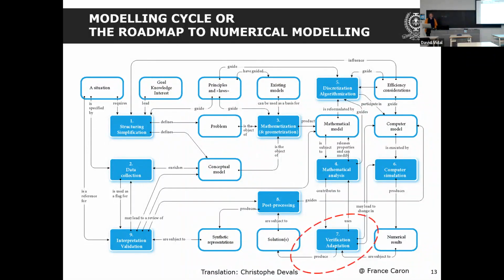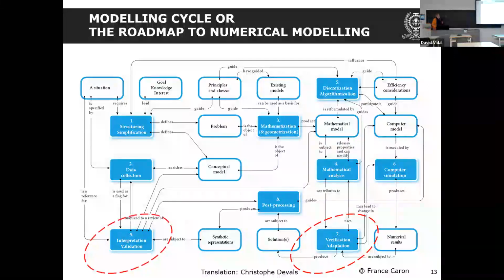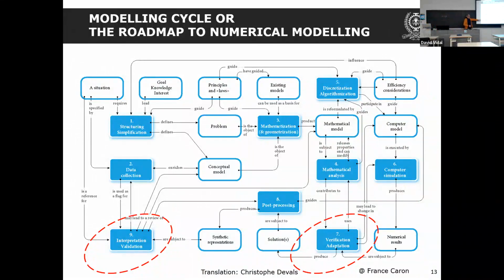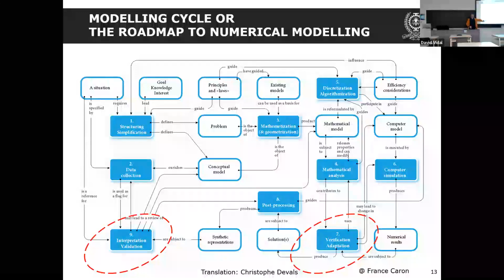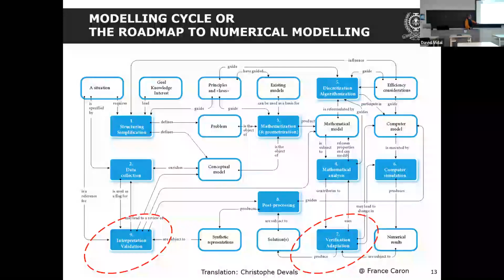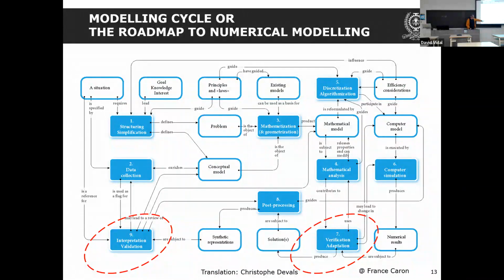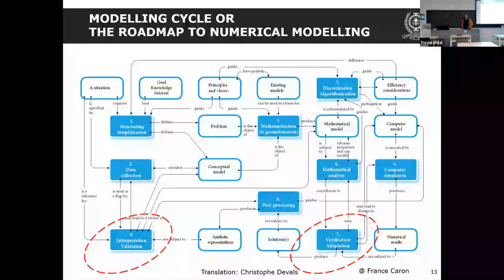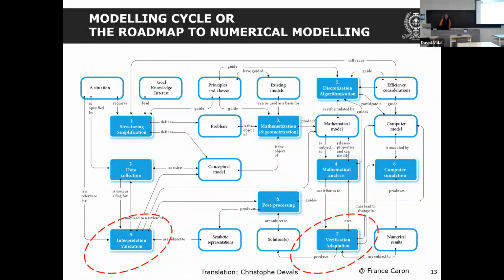So the verification part that I just touched upon, and then the validation part that is here, which is in relation to the reality, the problem that you're actually looking at. And then the validation will determine, or should determine, whether your model is appropriate for the intended use for which you built this model.